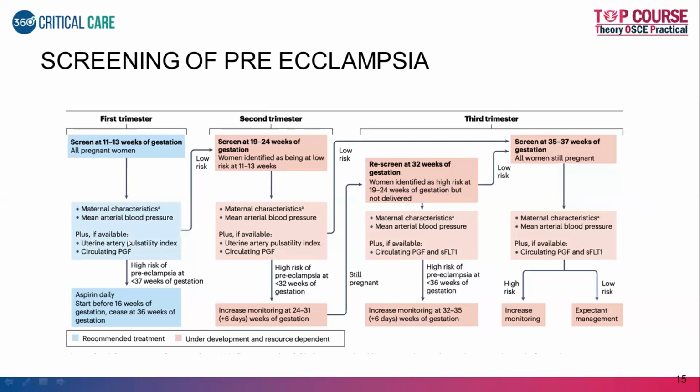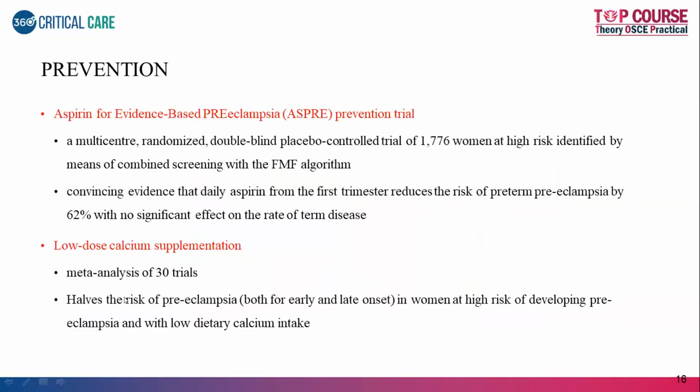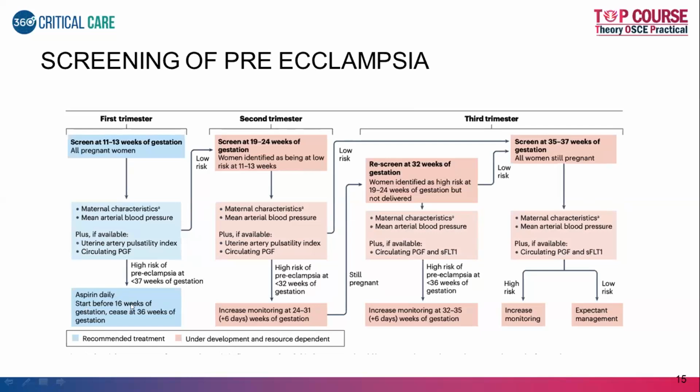What you do is measure the uterine artery pulsatility index. That would be the better one. See for the risk factors, measure the BP, and if possible, do the Doppler of the uterine arteries. If the patient is at high risk of preeclampsia at this period, you start aspirin. Start before 16 weeks of gestation and you stop at 36 weeks of gestation. This is the recommended treatment.